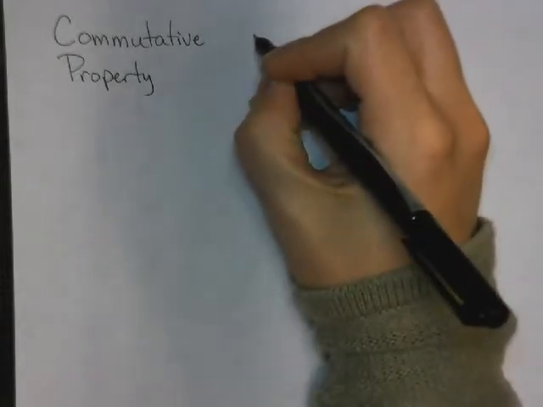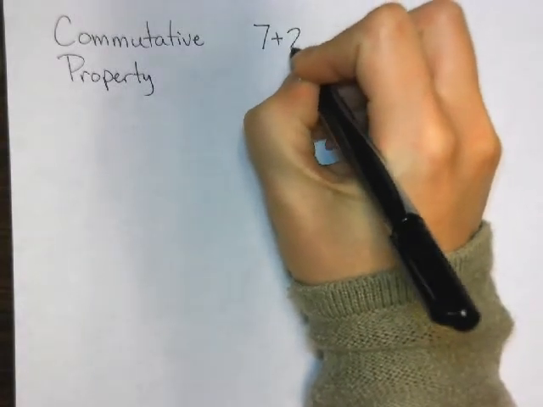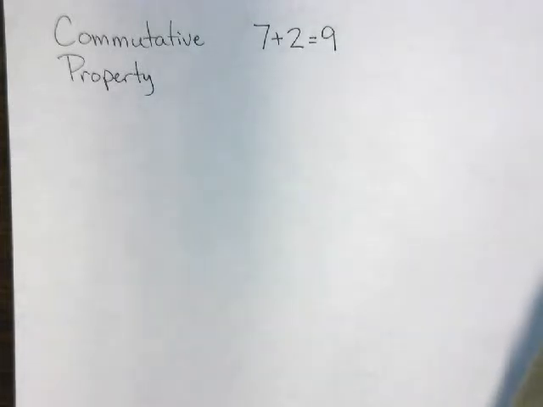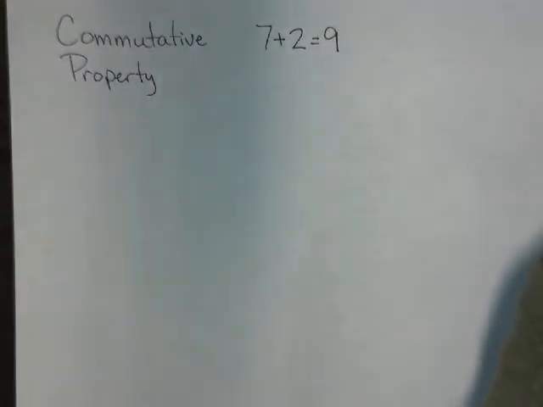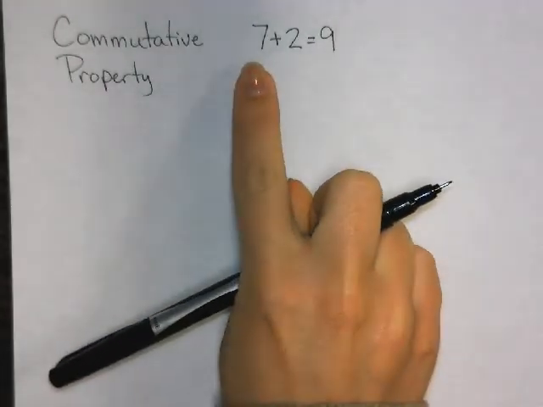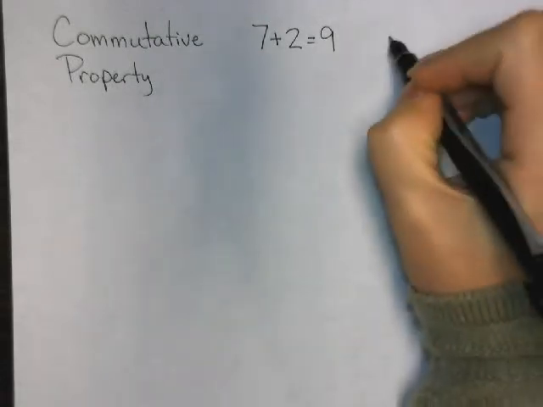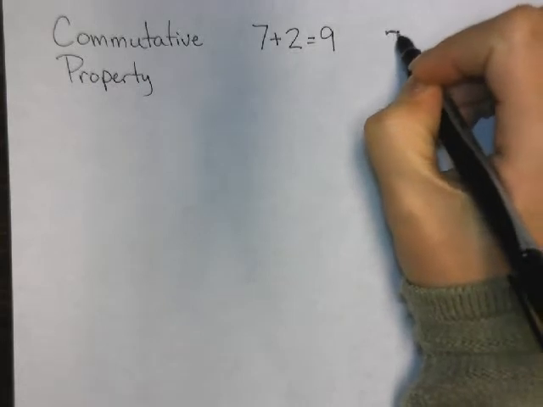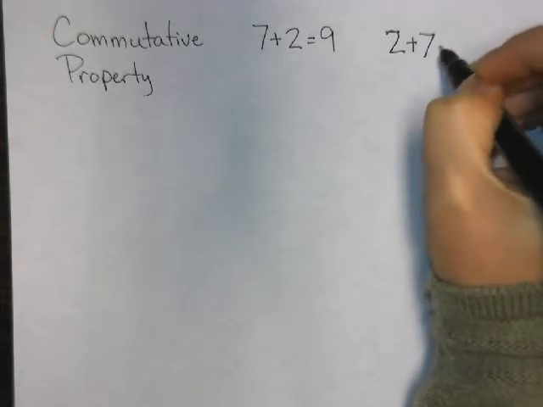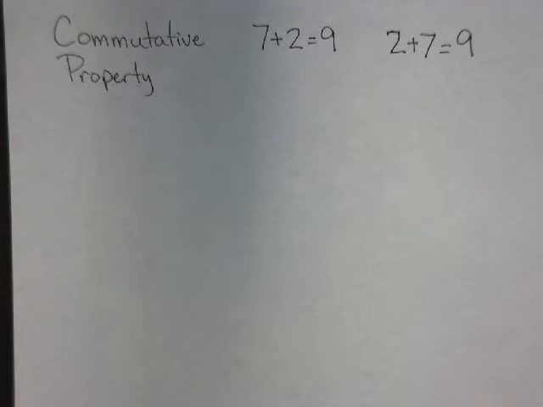For instance, if I were to add 7 plus 2, my sum would be 9. But the commutative property says that if you switch the order of these two numbers that you were adding, if I switch my order and added now 2 plus 7, my sum will still equal 9.